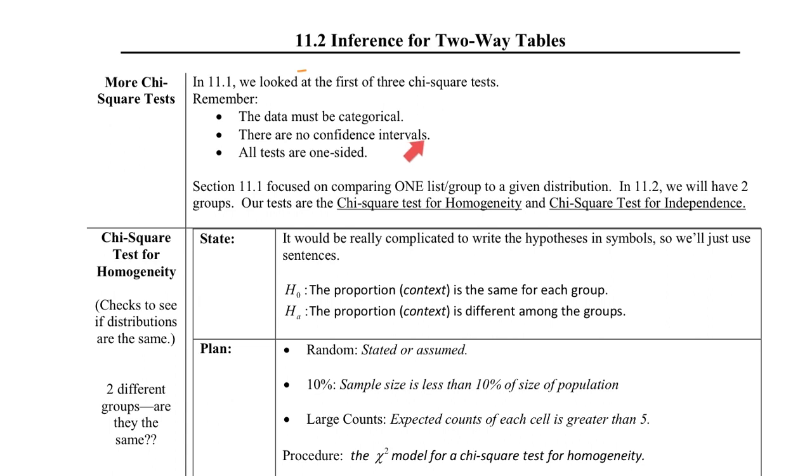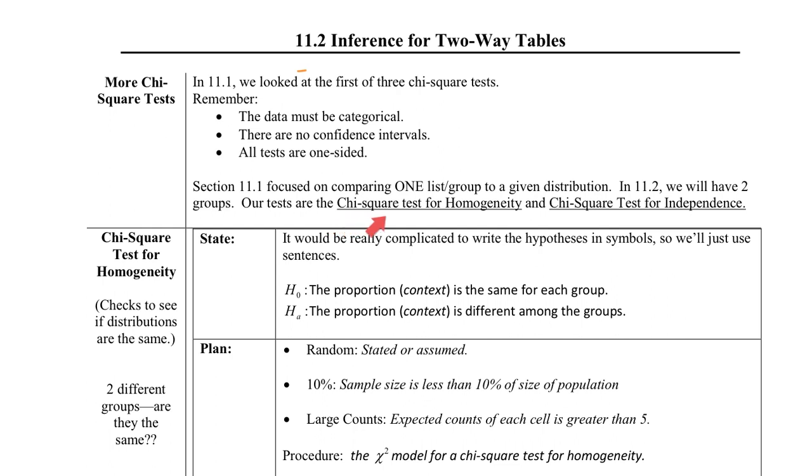There are no confidence intervals in these, and all tests are only one-sided because of that one tail, so we don't have to worry about those things. That makes our lives a little bit easier. We focused on comparing one list or group, but now we're going to move on to two tests, two groups, maybe even sometimes three test groups when we get into one of these types.